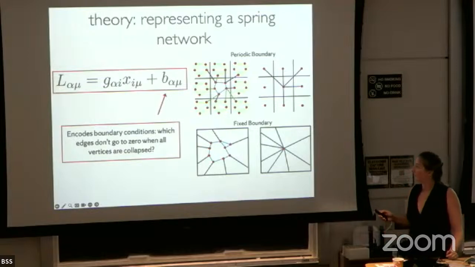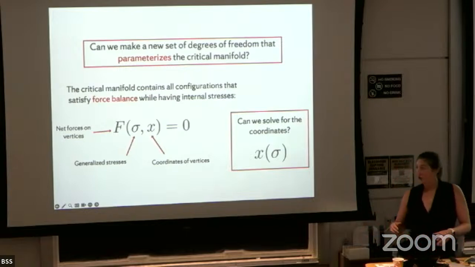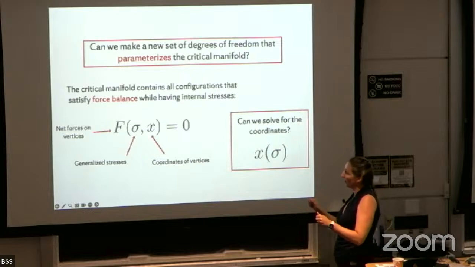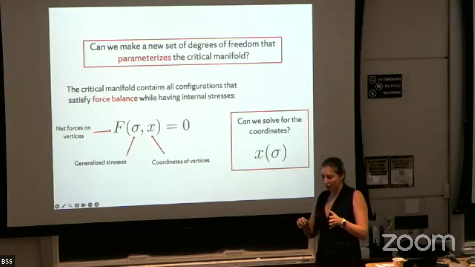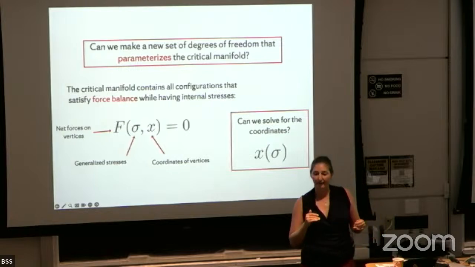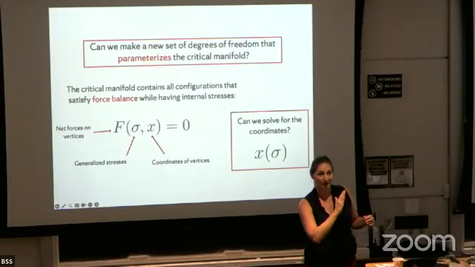It's pretty concrete. The question we're going to ask is, can we make a new set of degrees of freedom that parameterizes the critical manifold? I told you that the critical manifold is all configurations that have to satisfy force balance. You want systems that have a state of self-stress, but you want the magnitude of that self-stress to go to 0 in the limit.